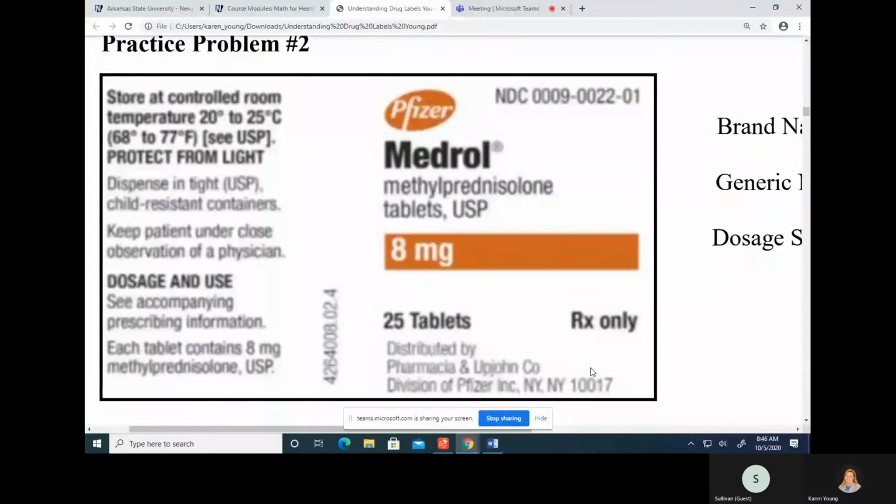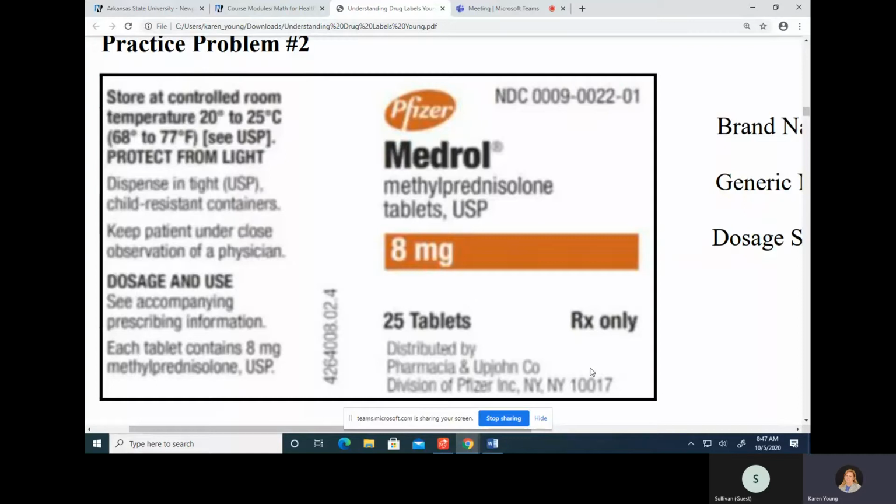Okay. What about practice problem 2? Do I have a brand name on it? What's the brand? Medro? I think. I don't know. Sounds good. I even asked the nurses over in the nursing building, and they said they can't always pronounce these. So when we start working problems, a lot of times I'll say, this medication, because I can't say the name.